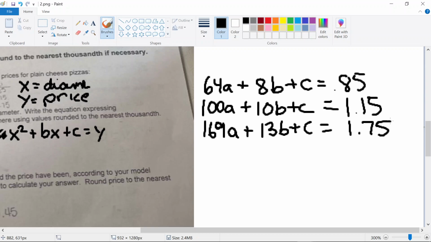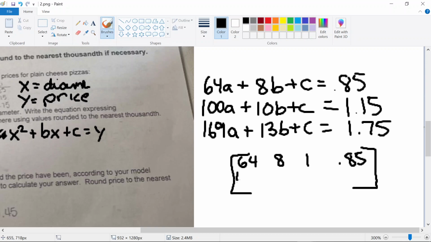So you've got to set up a matrix with this, and I will post a link that shows how to solve matrices on a TI Inspire. Find the reduced row echelon format, and then that will tell you what the values of each A, B, C are. But here they are: 64, 8, 1, and I put 0.85.